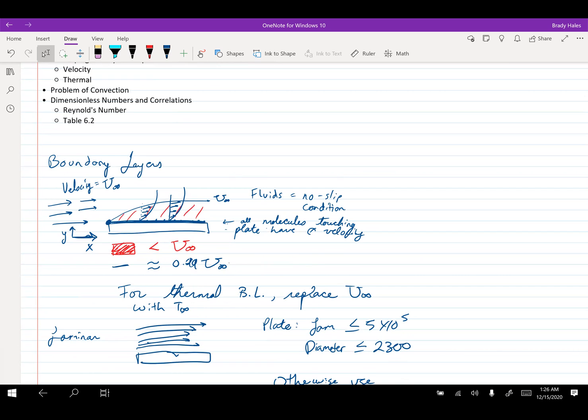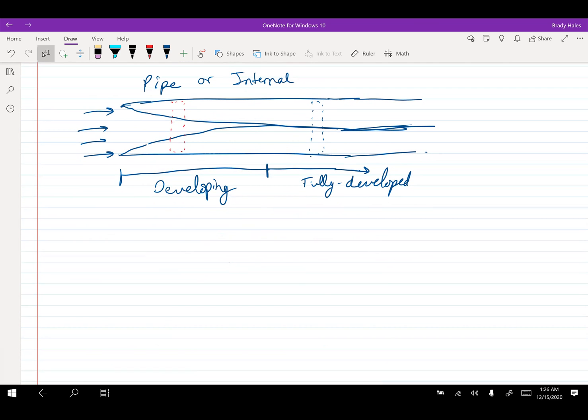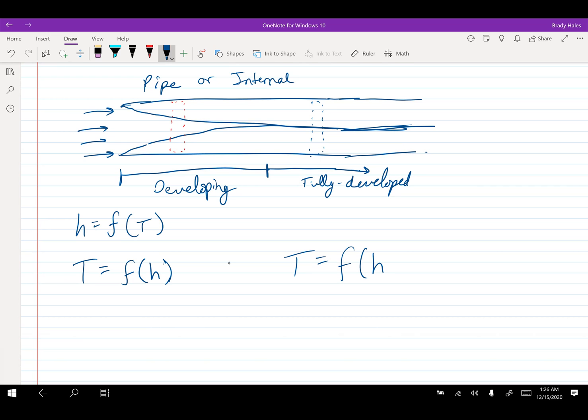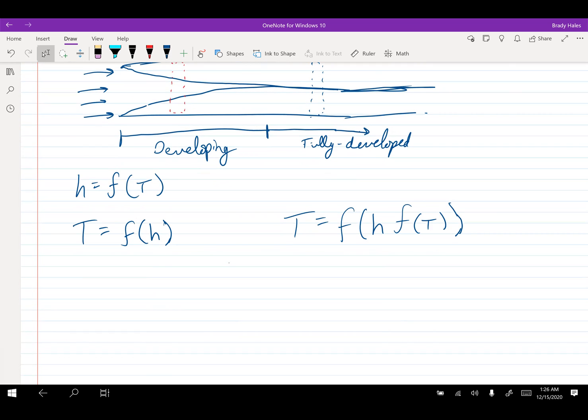So I guess, the problem of convection is just finding H, right? And as we see, most oftentimes, the convection coefficient H is a function of temperature, and temperature is a function of H, right? So temperature is a function of H, which is a function of temperature, right? And so this is somewhat of a problem with convection, right? But the whole problem of convection is finding H.